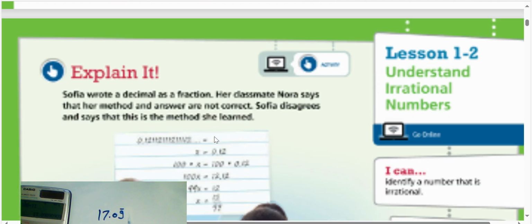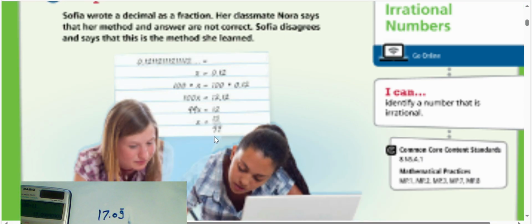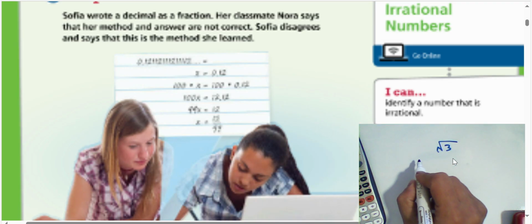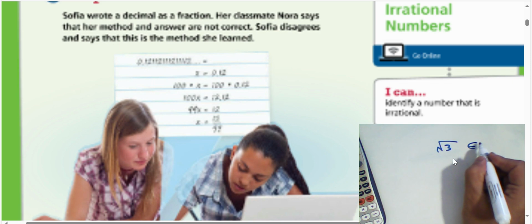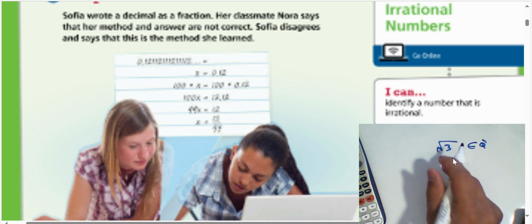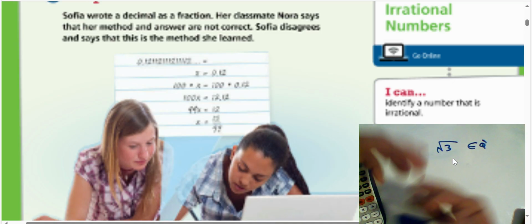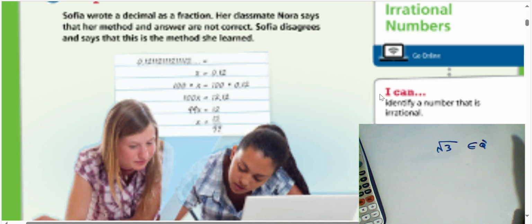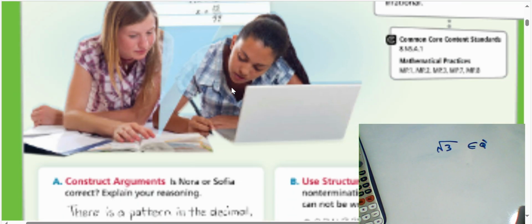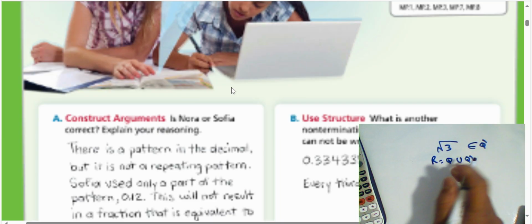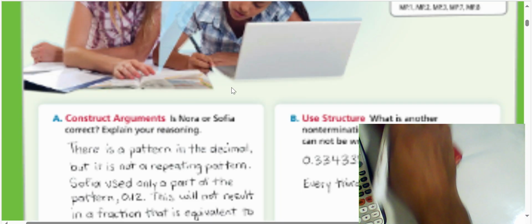Next, lesson number 2. Here we understand irrational numbers. What about irrational numbers? Like if we write the square root of 3. Square root of 3 belongs to irrational numbers, because we cannot find it in the integers, so we call it belonging to irrational numbers. In the relation between real numbers, we have real numbers equal Q union Q dash, rational numbers union irrational numbers.